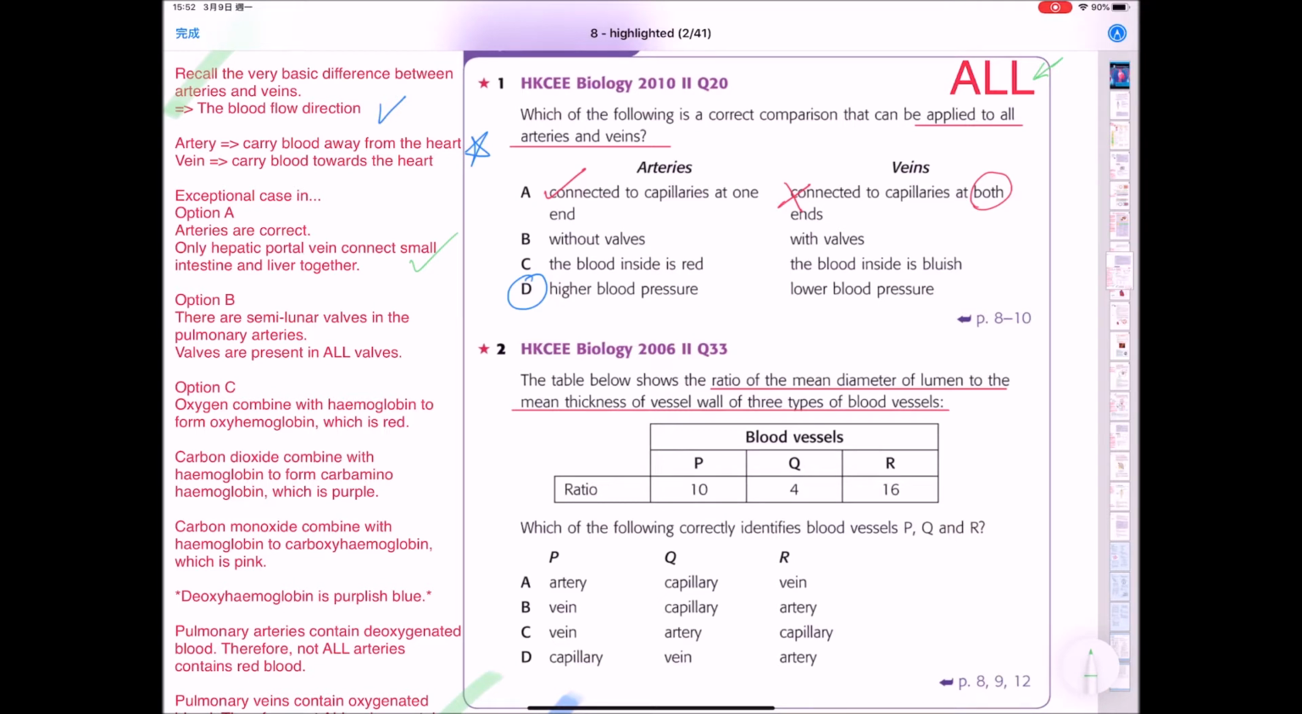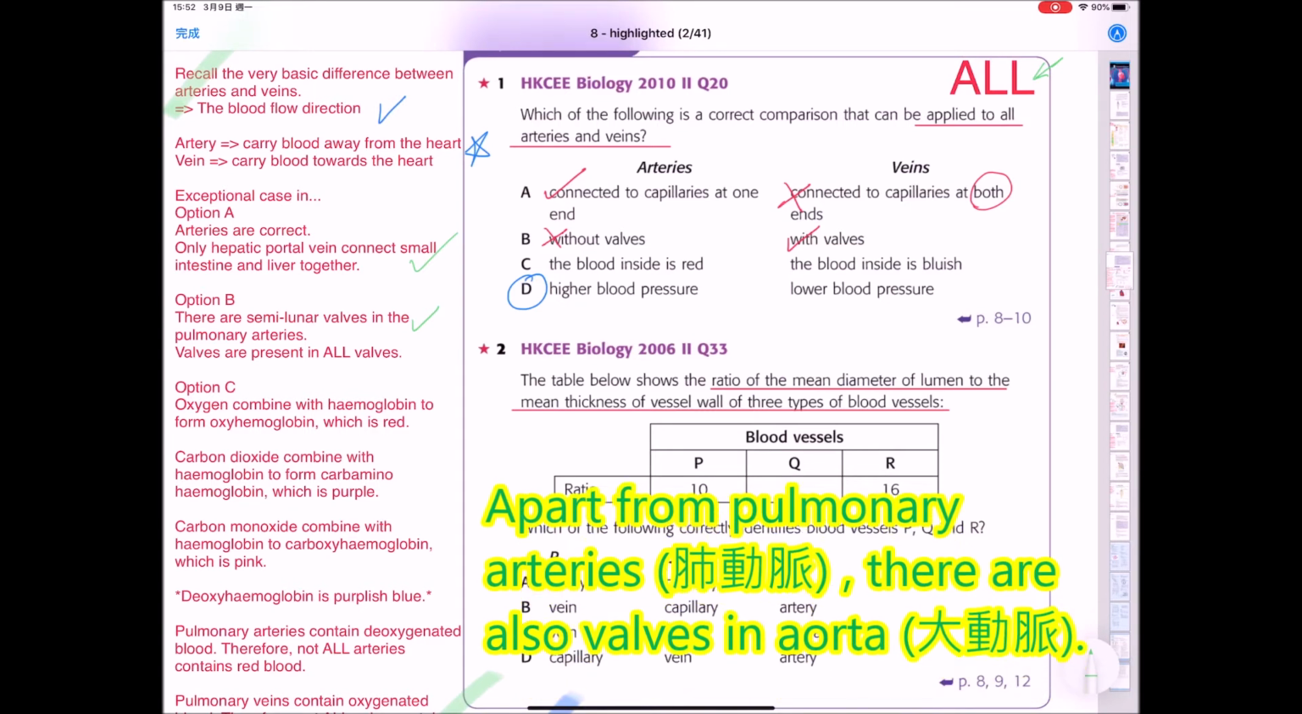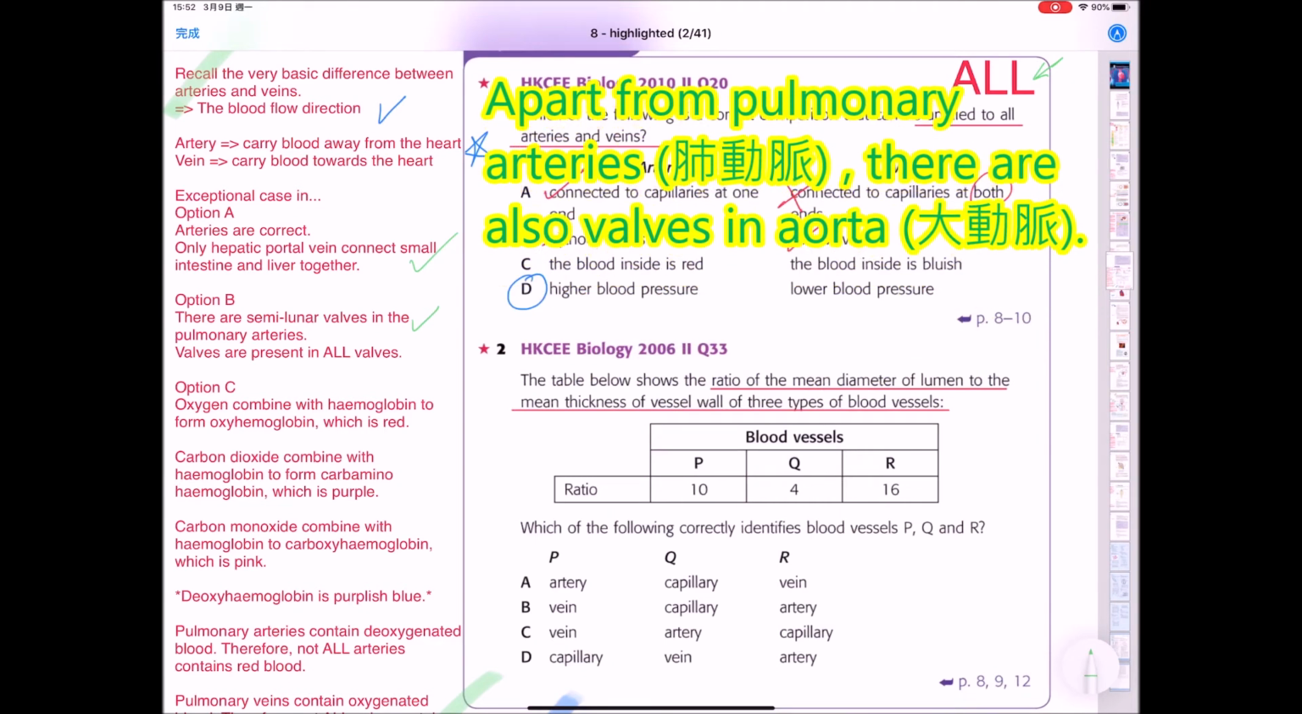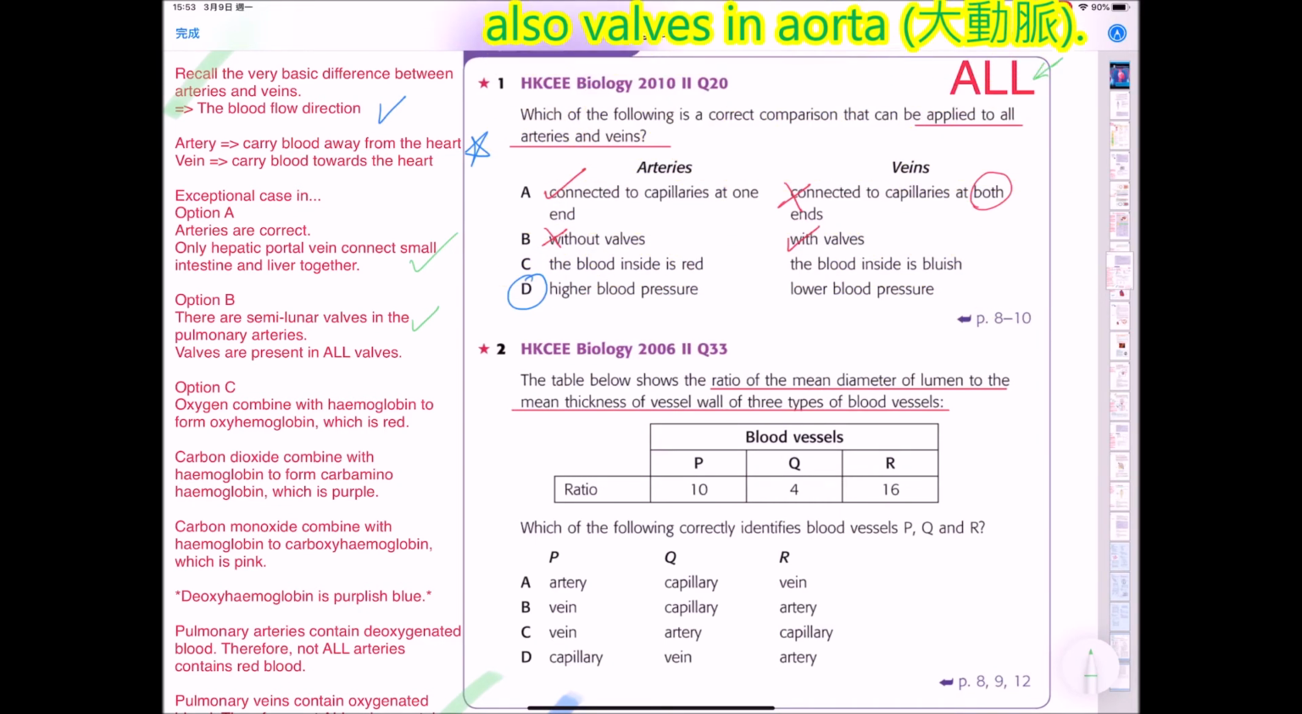And then for option B, veins do contain valves, yes, that's correct. But saying arteries have no valves is wrong. I'll show you one example: in the pulmonary artery there are also valves. The pulmonary artery is one of the blood vessels connecting to the heart, carrying blood from the heart to the lungs. There are valves to prevent the blood from flowing back to the heart.